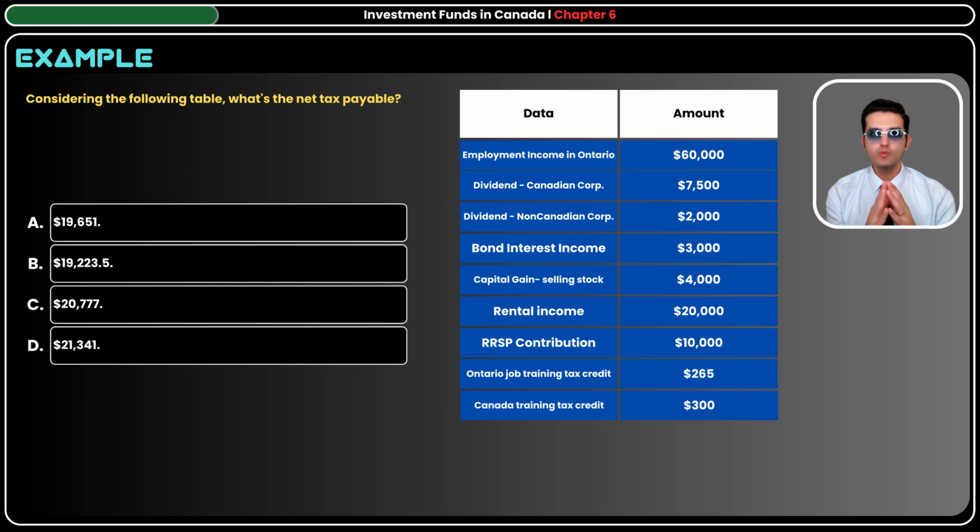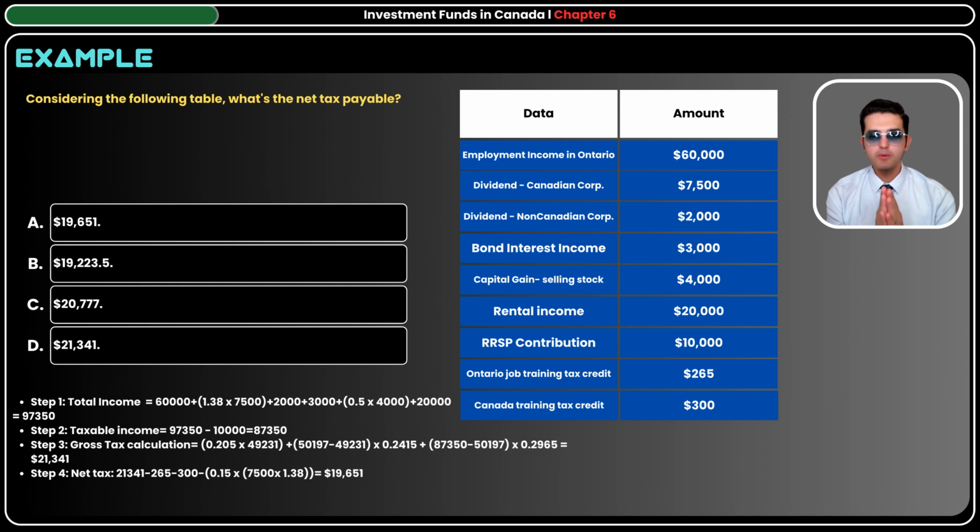Step number 1, we sum up all the income, total income. We do have employment income of $60,000. We do have Canadian dividend income of $7,500. We gross it up by 38%. So we multiply 7,500 by 1.38.